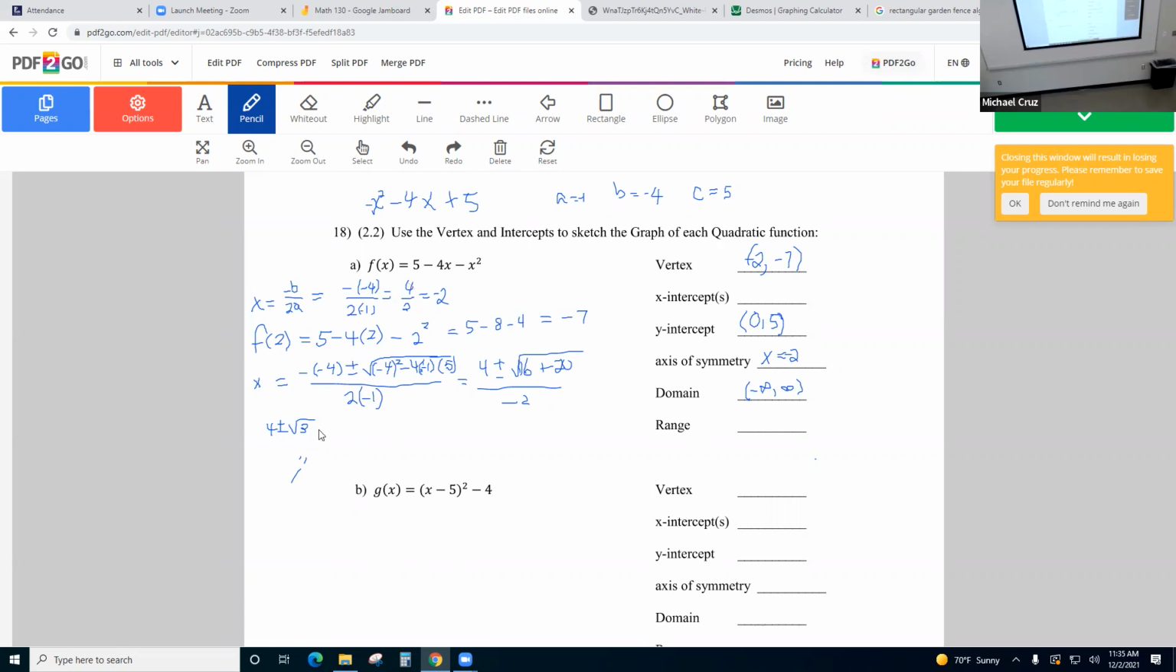All right. So 4 plus or minus 6 over -2. So that's going to be -2 plus or minus 3. So then what are they going to be? -2 minus 3 is -5, and -2 plus 3 is 1.